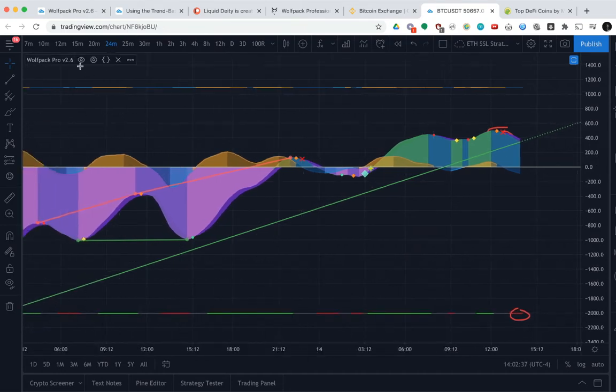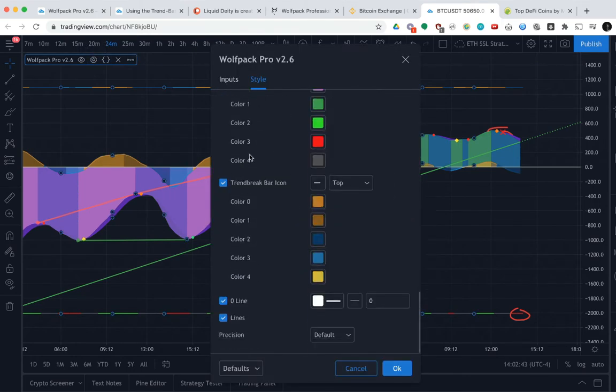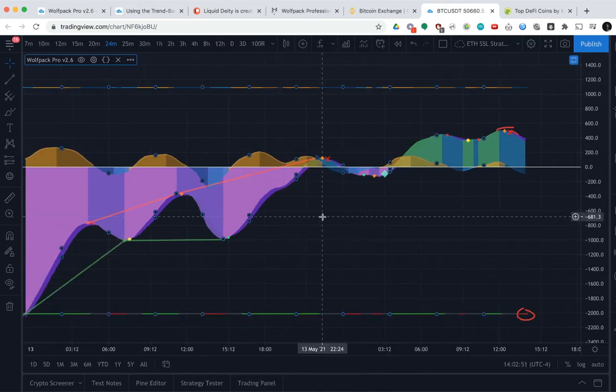So for the purposes of this video, I'm going to turn off the auto trend line. I'm going to show you how to really draw them yourself. You can turn it off by going into the Wolfpack settings, going down into styles, and then turning off the line here at the bottom.